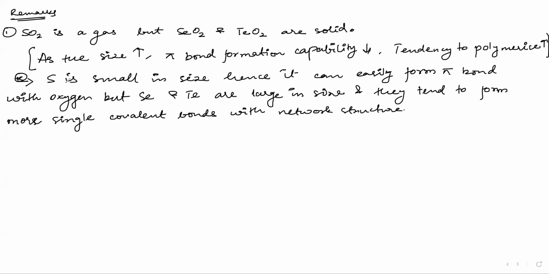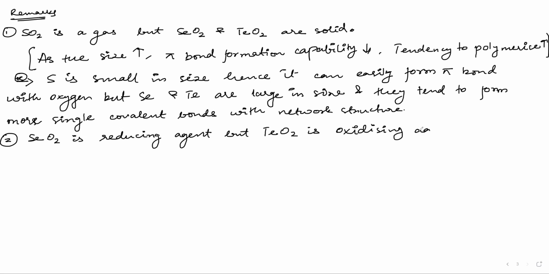Now the second point is SeO2 is a reducing agent, but TeO2 is an oxidizing agent. Now if SeO2 is a reducing agent, what will happen? The oxidation state of selenium, it wants its oxidation state to be higher, right? That is why it is a reducing agent, and it will itself get oxidized and it will reduce others.